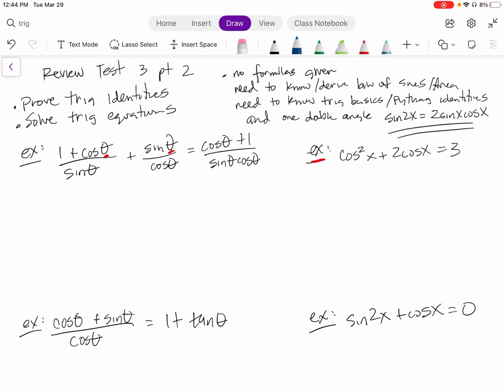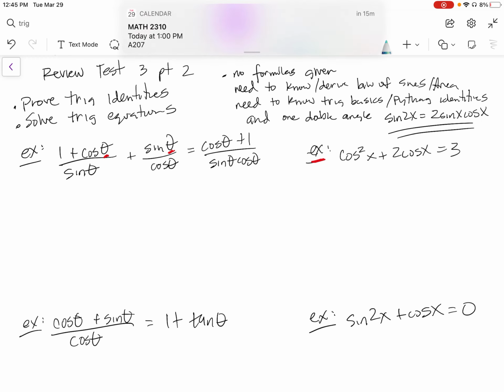I was asked in class, is there an easy way to do these? And yeah, there typically is. But is the easy way what you see right away? Not always. As long as you follow legit trigonometry rules, then you should arrive at the correct answer. It just might take you longer than someone else.